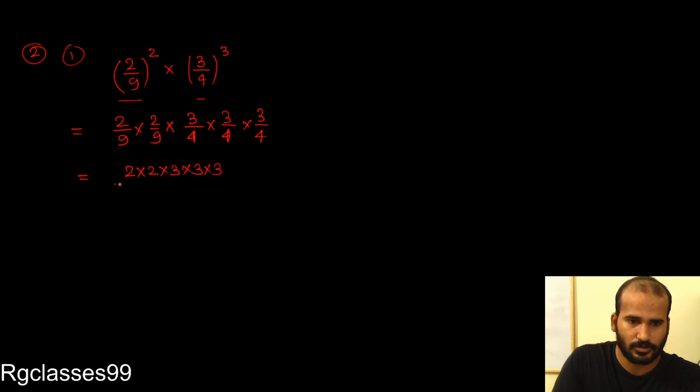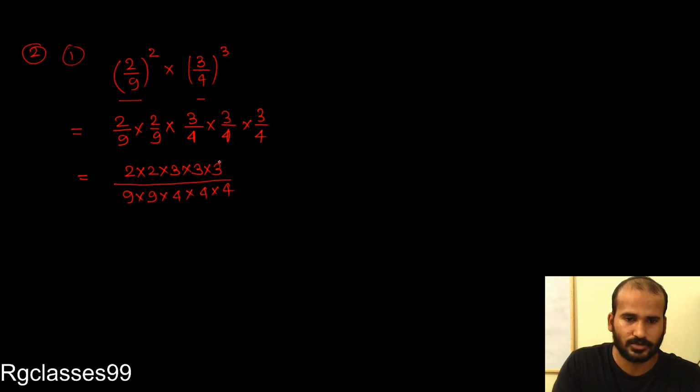Otherwise you can also do these things. These 3s cancel this 3, 9, and this 3 also cancels this thing. So if you want, you can do that here. Otherwise, if you don't want to do this here, just make one more step like this. So this will become 9 into 9 into 4 into 4 into 4.